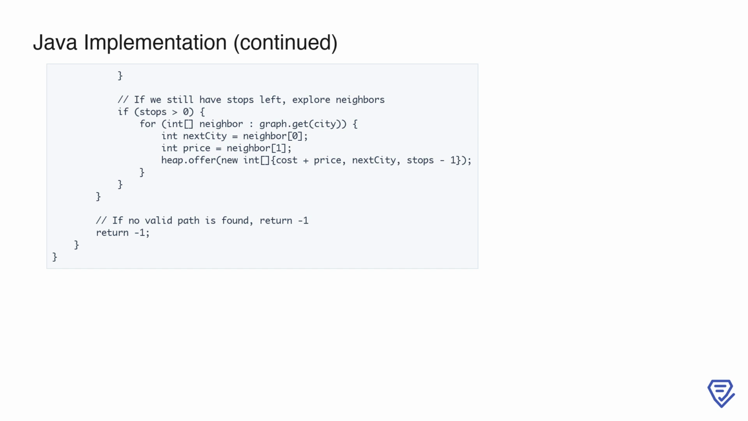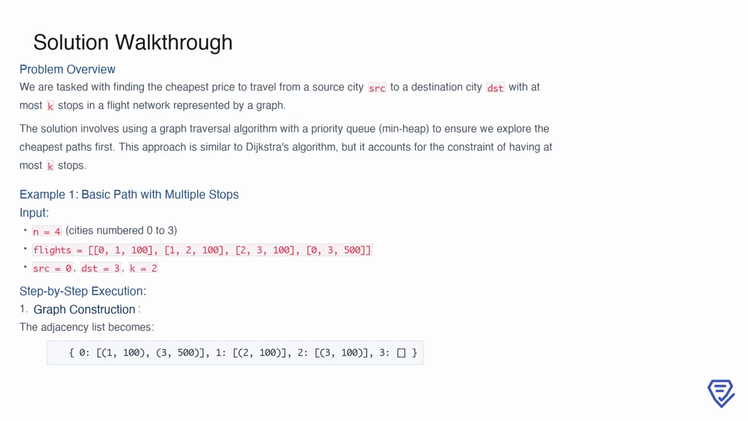Finally, if the while loop ends without finding a valid path to the destination, we return -1, indicating that it's not possible to reach the destination within the given constraints. This approach efficiently balances the need to explore different paths while keeping the computational cost in check using the priority queue.